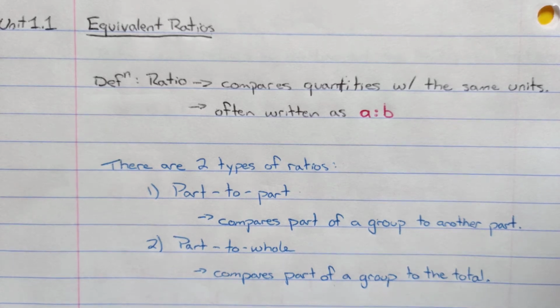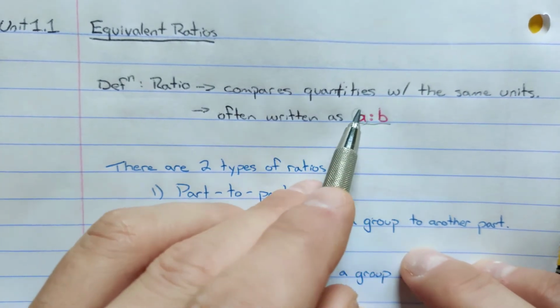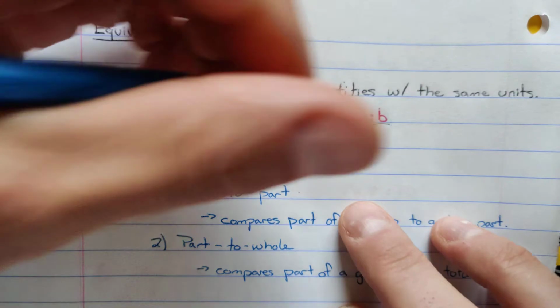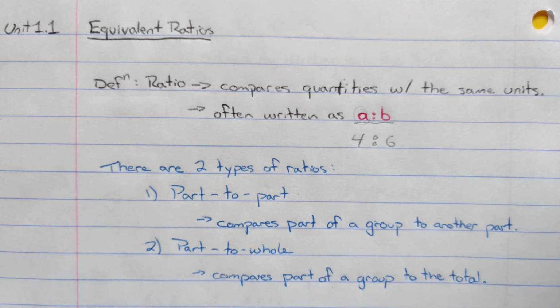In the last section, we talked about fractions and reducing fractions and equivalent fractions using factors. We're going to carry on with that into something similar, which is equivalent ratios. Ratios are just ways of comparing quantities with the same units. We often write them as a number colon another number, so it could be like 4 to 6. They can also be written as fractions. It just depends on the situation.